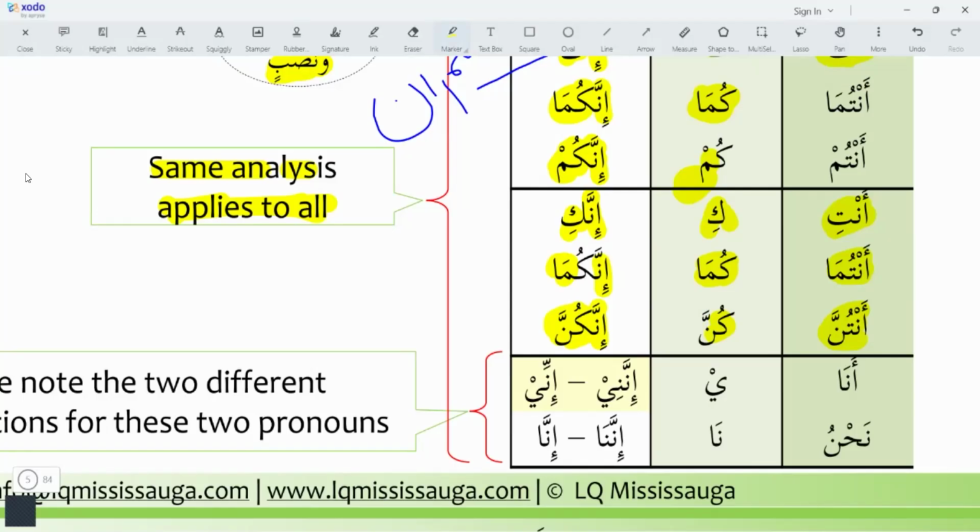And ana with ya mutakallam. Ana is a separate pronoun and ya mutakallam is its attached pronoun. So it becomes innani. This innani is with the noon of wiqaya, the noon of protection. If we want to use it without the noon of protection, then it is inni.